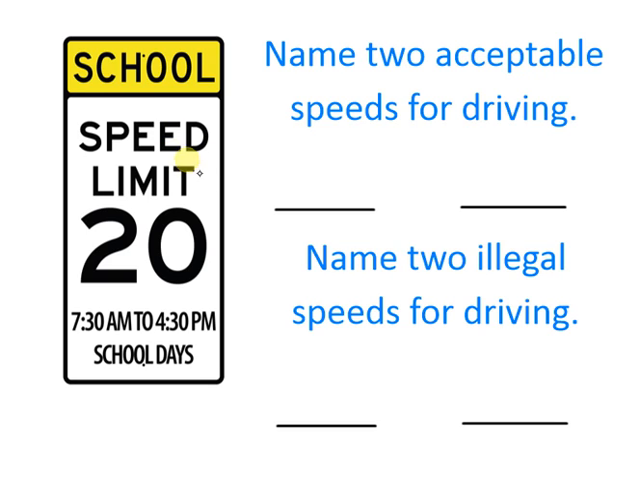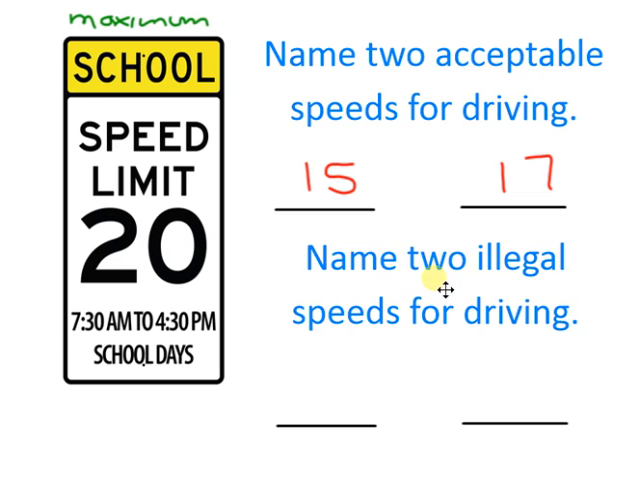So here we have a school speed limit sign. Based on this sign, I want us to name 2 acceptable speeds for driving. This says that the speed limit is 20 miles an hour. So in other words, the maximum speed is 20 miles an hour. What are 2 acceptable speeds for driving? Well, one of them could be 15 miles per hour, and another one could be 17 miles per hour. And any answer that you put here that is less than 20 miles per hour is acceptable.